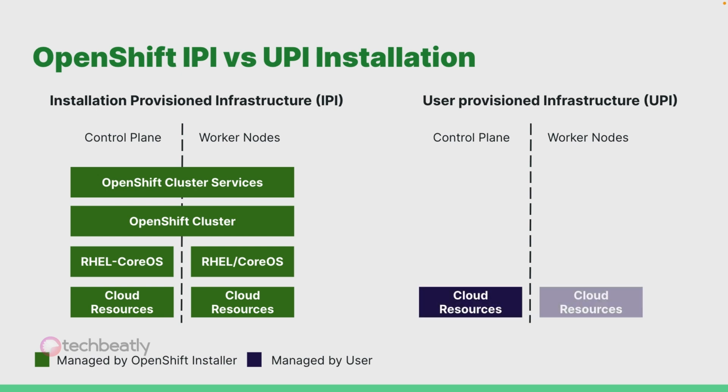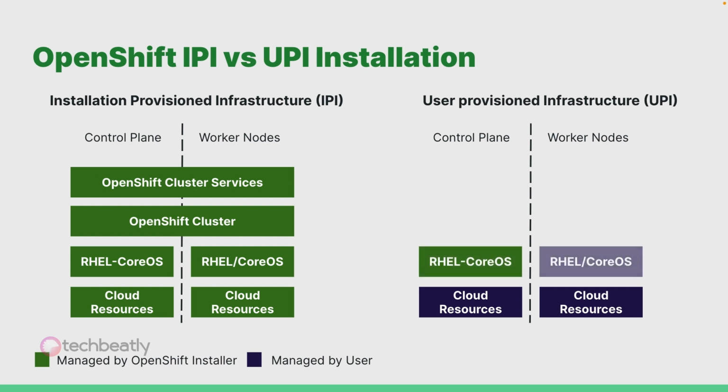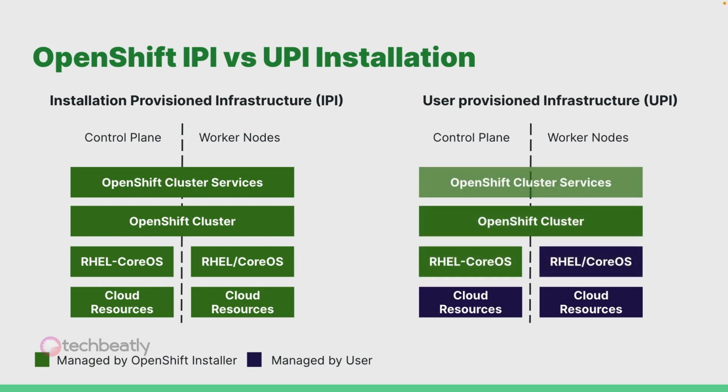In the UPI method, users need to take care of the cloud resources for control plane nodes, but the operating system will be under installer management, for example, RHEL CoreOS. For worker nodes, cloud resources and operating systems will be under user management. Then, the remaining items for the OpenShift cluster will be handled by the OpenShift installer.